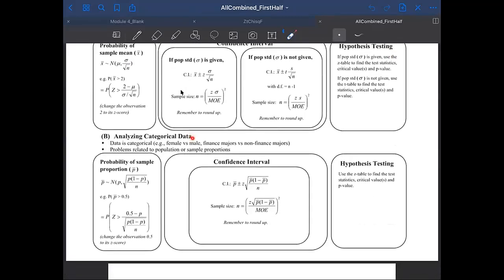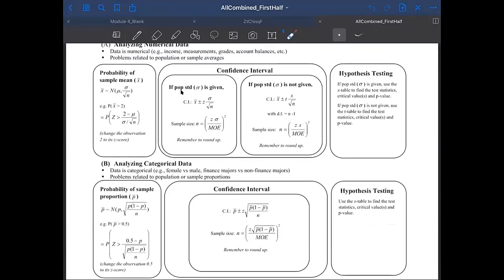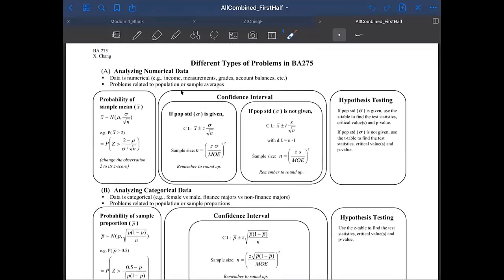For categorical data, we talk about a sampling distribution and confidence interval. That's what we did last time. And this week, we're going to talk about hypothesis testing. You probably have already seen that. If it's categorical data, there's only one bubble here, a big bubble. For numerical data, on the other hand, there could be two bubbles, two different situations.